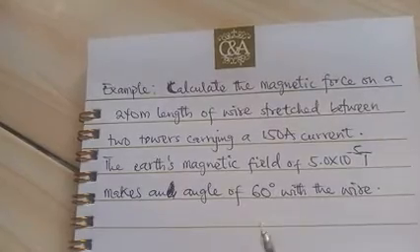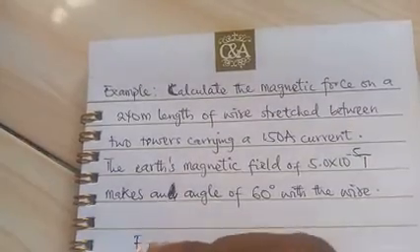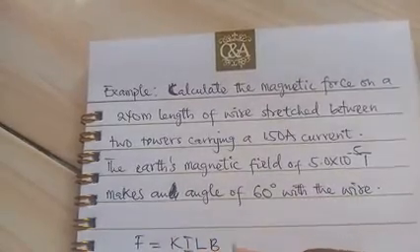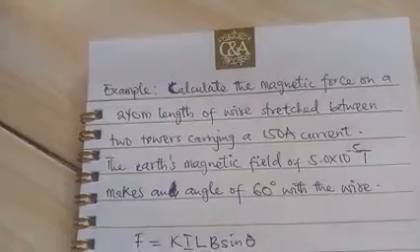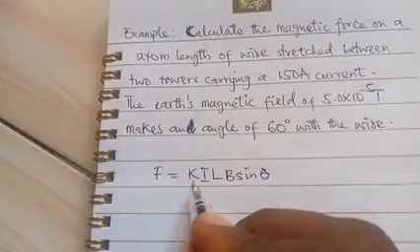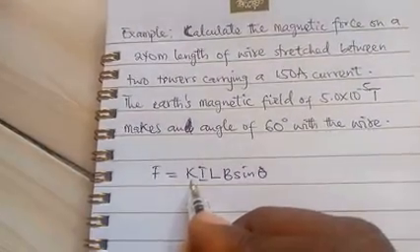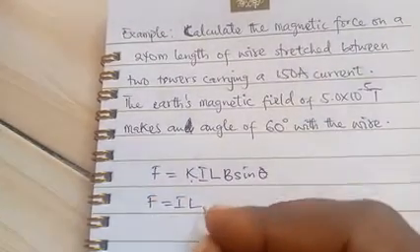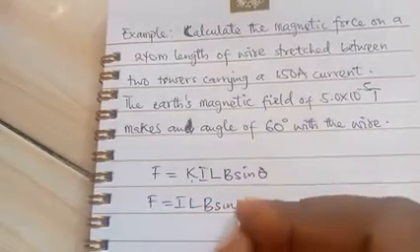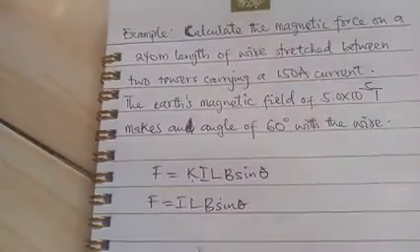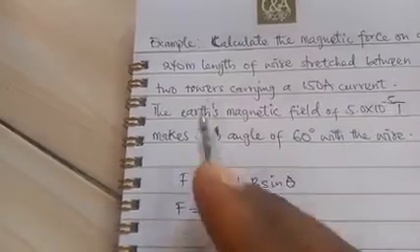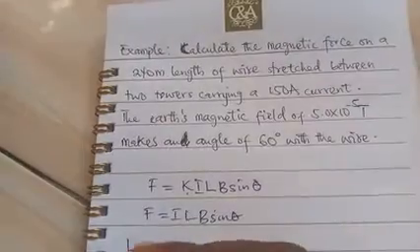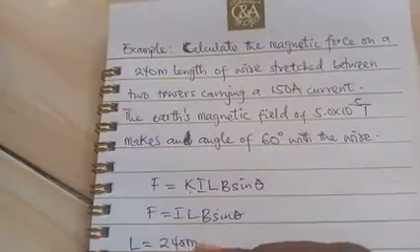Now, one thing we need to know is that F is equal to K I L B sine theta. But we must also know that the value of K is always 1. So because of that, this can be rewritten as F equal to I L B sine theta.